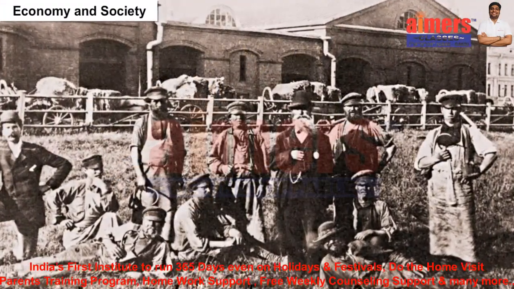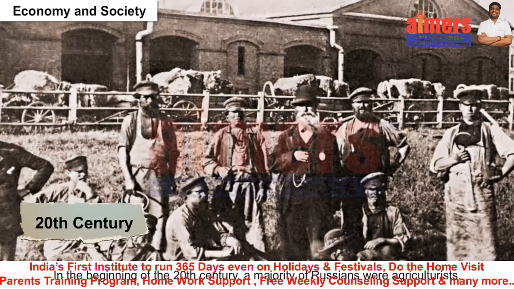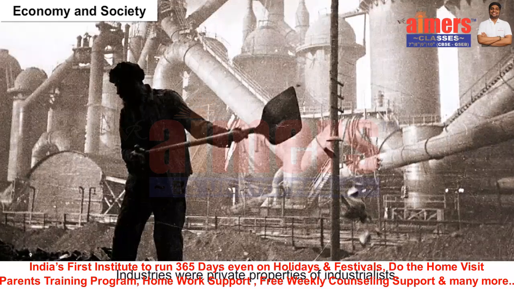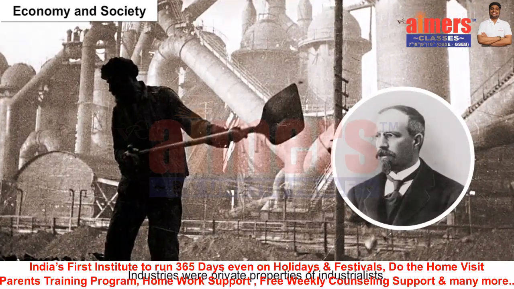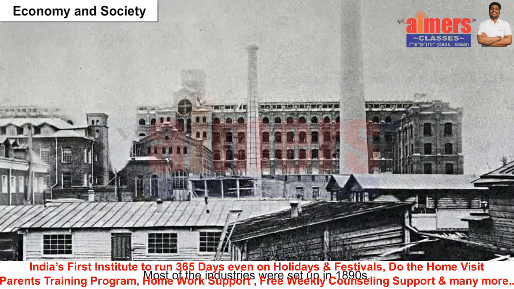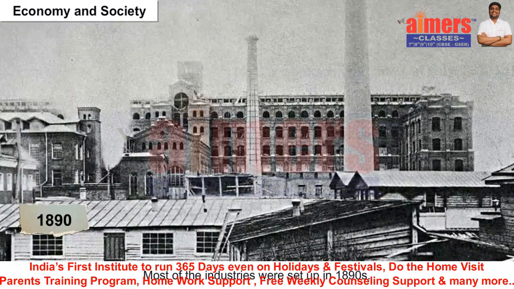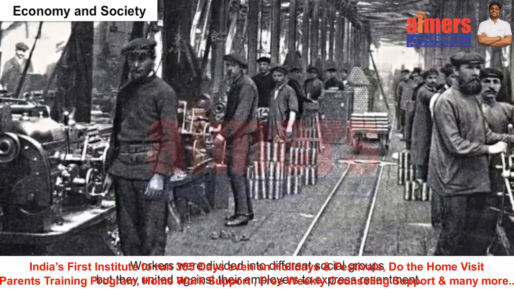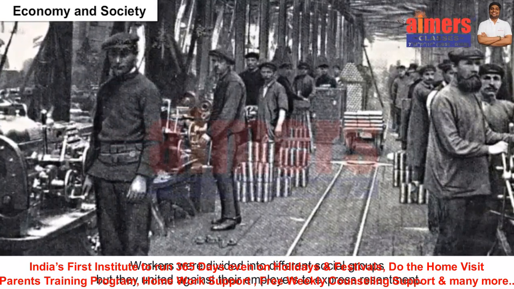Economy and society. In the beginning of the 20th century, a majority of Russians were agriculturists. Industries were private properties of industrialists. Most of the industries were set up in the 1890s. Workers were divided into different social groups, but they united against their employers to express resentment.